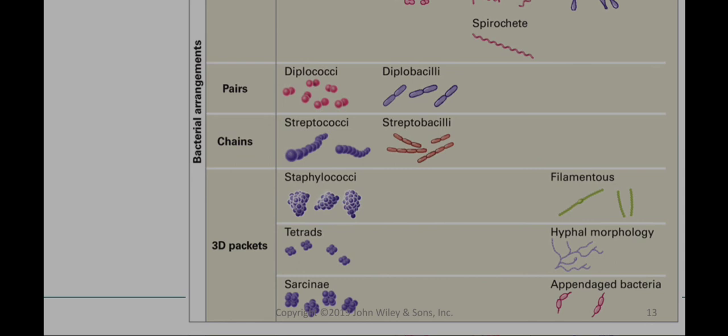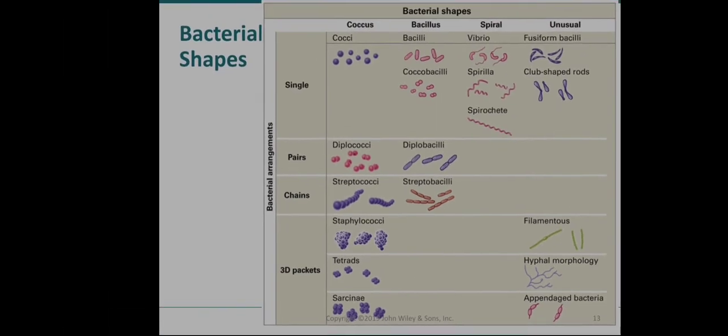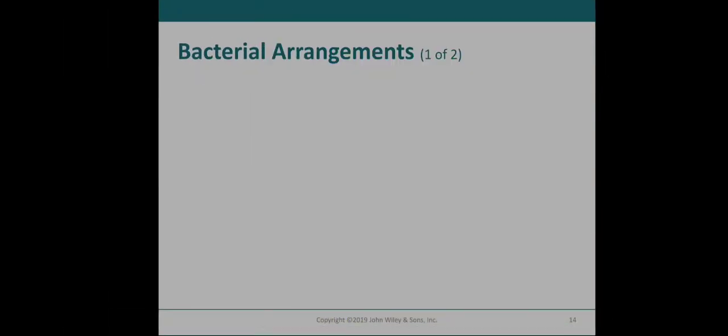Aside from that, we have filamentous bacteria for the more unusual ones, the hyphal, bacteria that form a hyphal morphology. They form structures similar to roots. And then you have appendage bacteria. So these are some of the shapes of the bacterium.